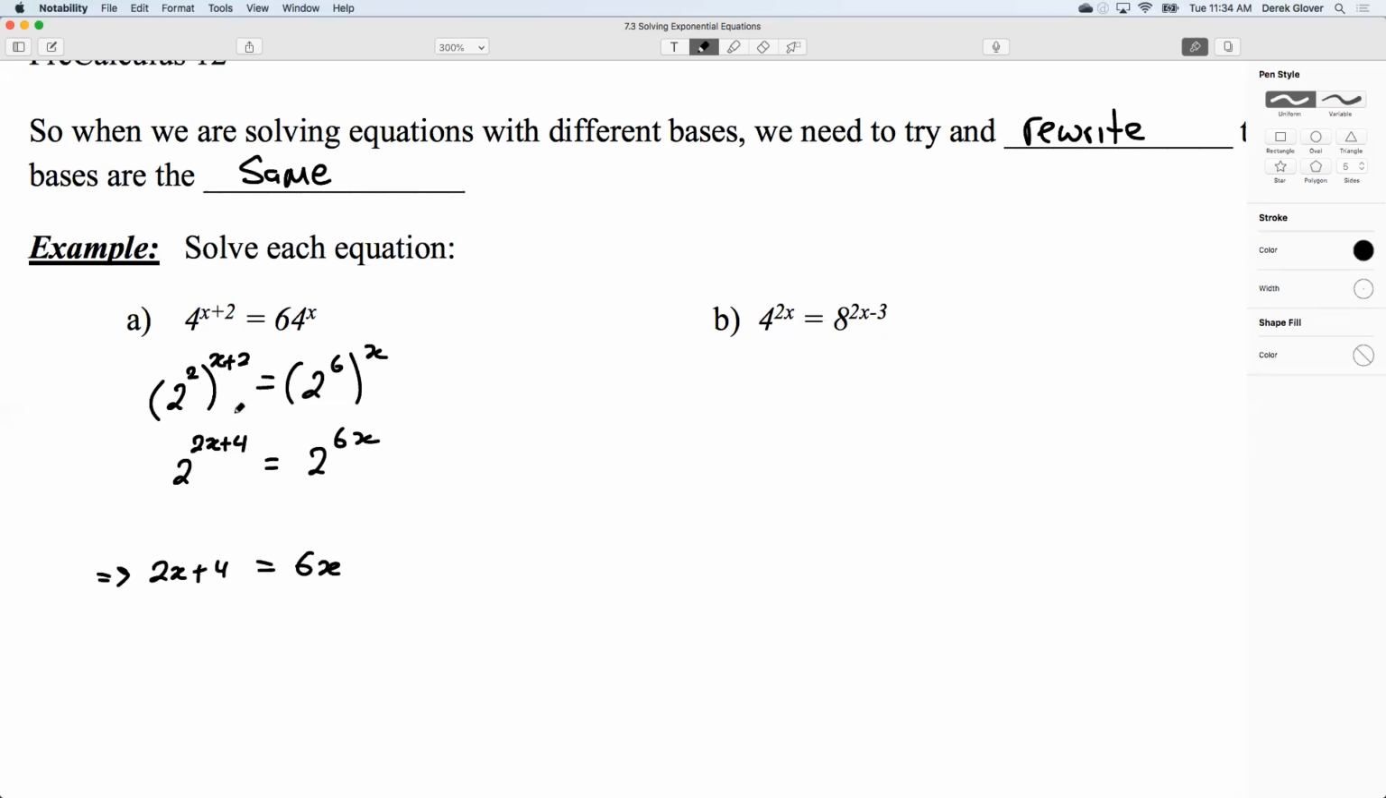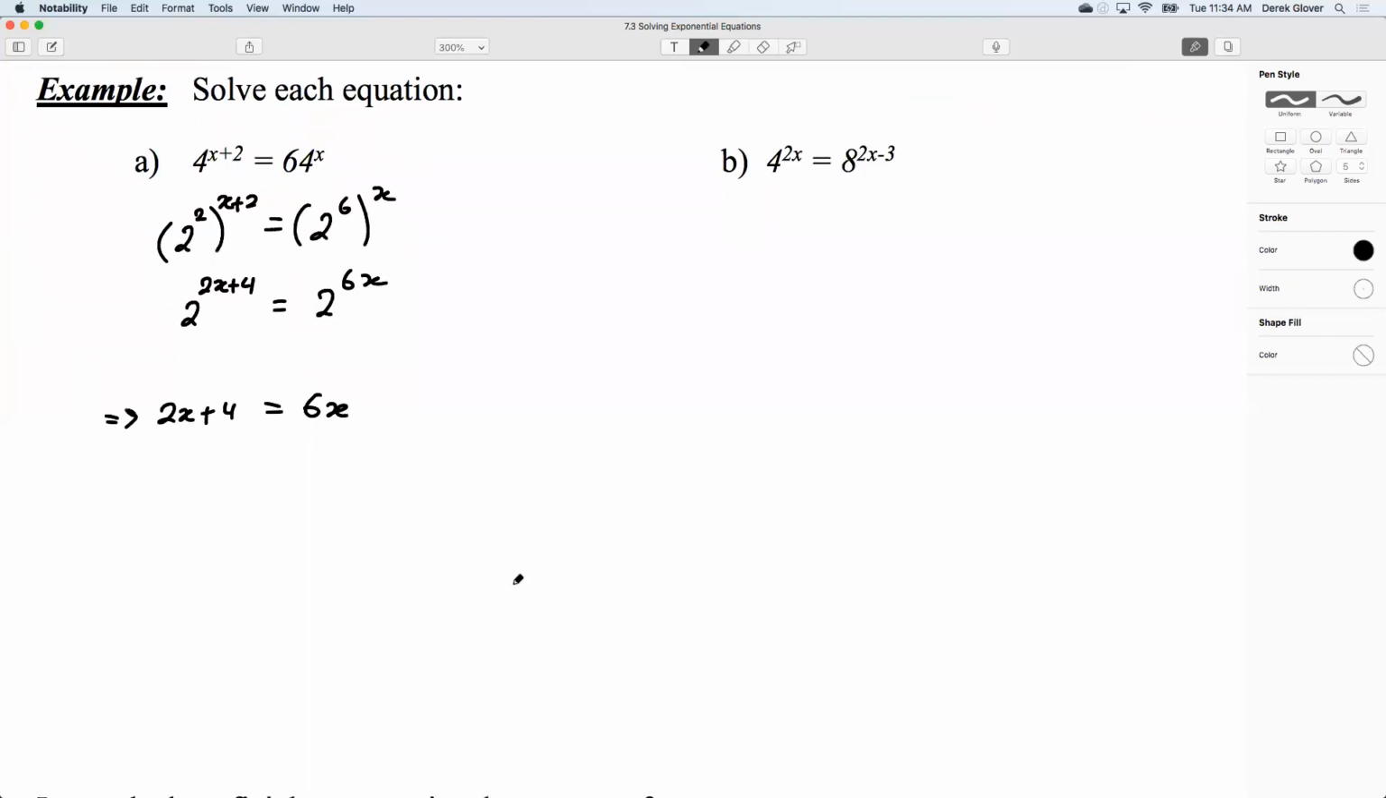And by the way, you can only do this if you've got one base on the left and one base on the right. If there's another term here, you can't just scrap the bases. Do a little bit of rearranging. So we're going to subtract 2x. 4 equals 4x. And we're left with 1 equals x. That's our answer.